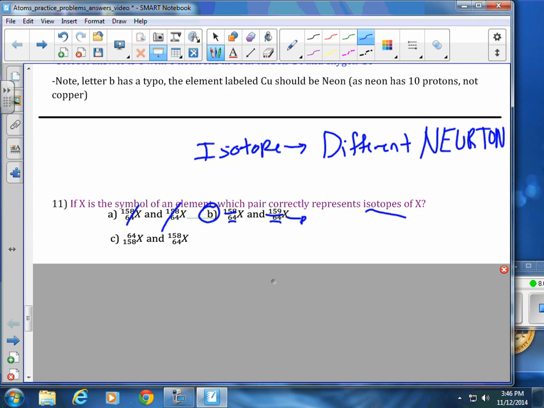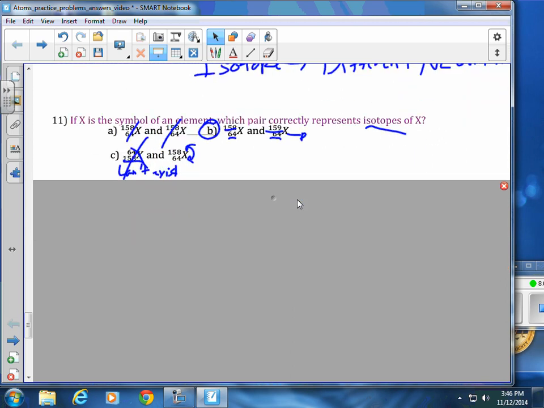Let me look over here. All they did was confusingly switch these around. This one can't even exist in real life. This can't exist because I can't ever have a mass number that's higher than my atomic number. That wouldn't make sense. So this element over here doesn't exist. So the correct answer is B for this one. That's the only one that is a set of isotopes. All right.